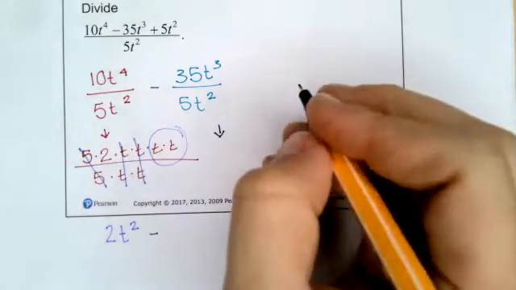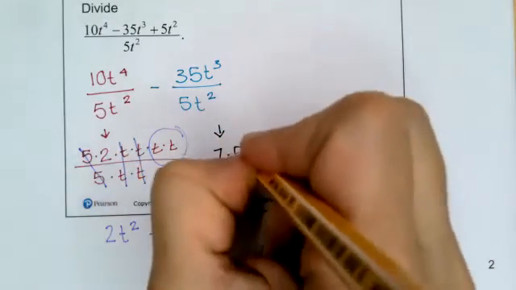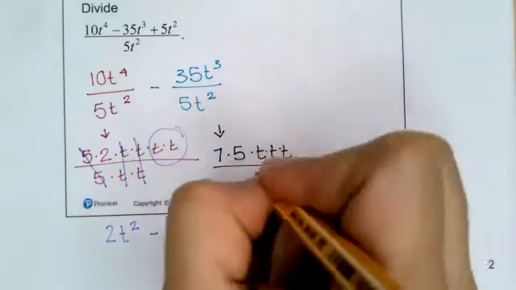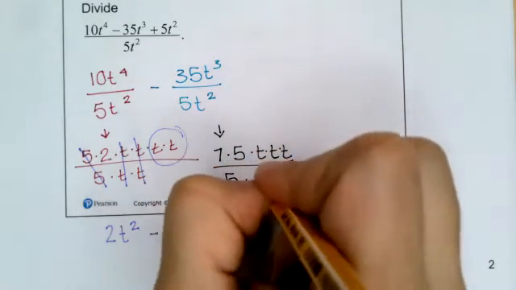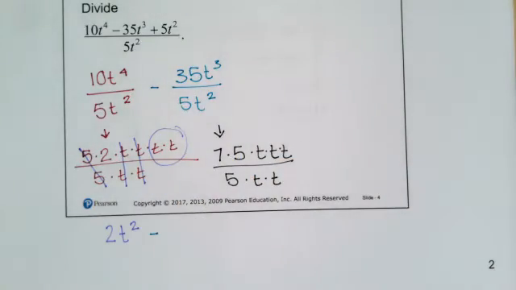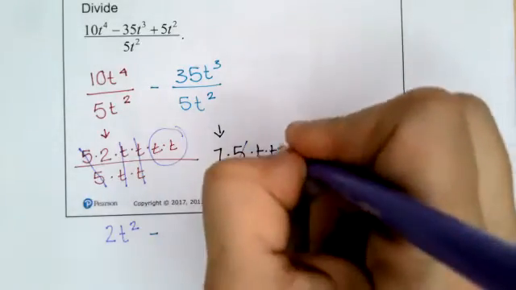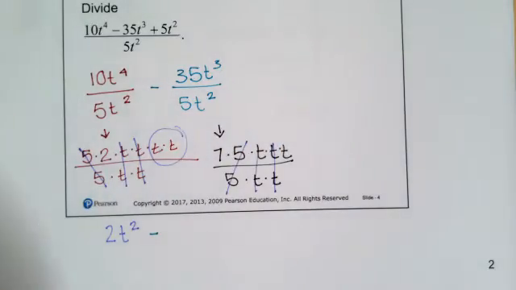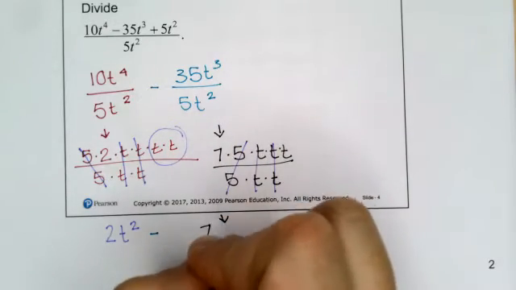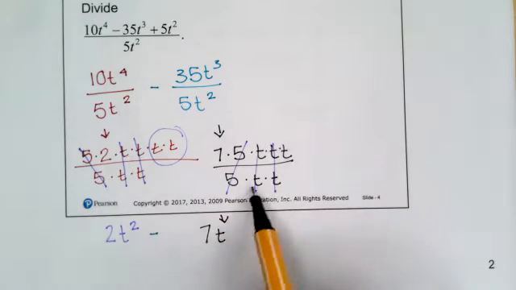A 35 becomes 7 times 5, right? And then you have 3 t's, t times t times t. And then you have 5 and you have 2 t's. Or you're subtracting 3 minus 2 is 1. That's a fine way to do it as well. Let's see what we have. We cross out the 5's, we cross out the t's, we cross out the t's. What we end up with is 7t, and everything's canceled on the bottom. So always make sure you did cancel out everything on the bottom.